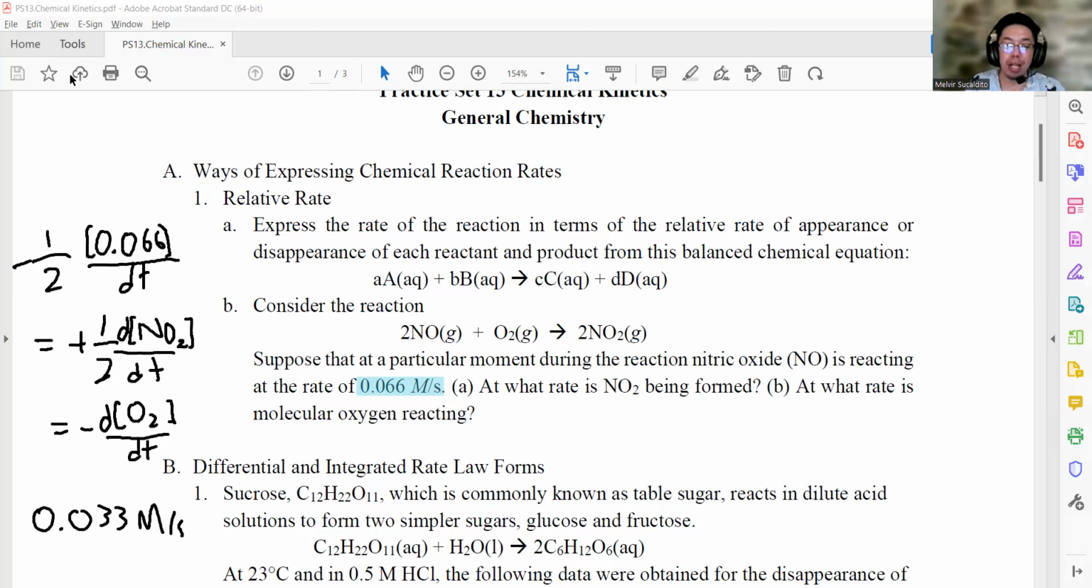What should the sign be, Josh? Okay, good. So the rate of disappearance of oxygen gas is negative 0.033 molar per second. Very good. We're good with letter A. We finished letter A right away.